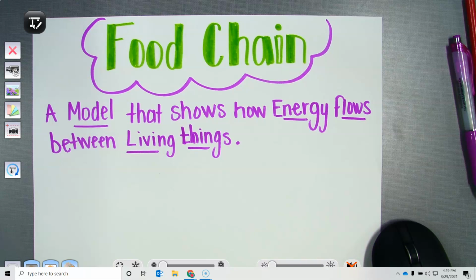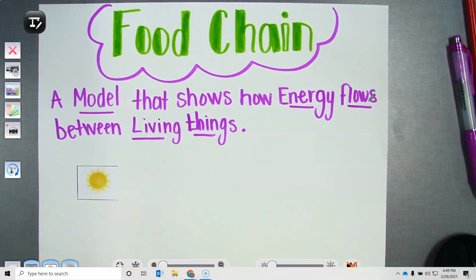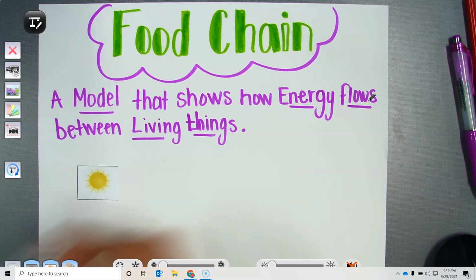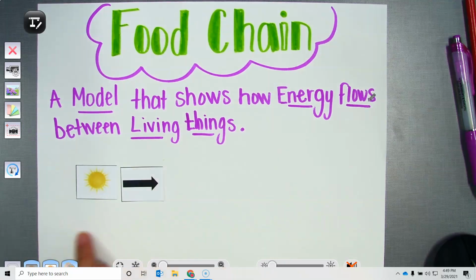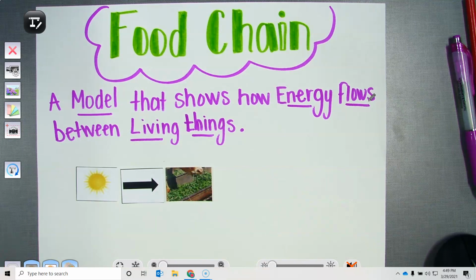So for example, the first thing that you have to have is the sun. So we always start with the sun. And the sun gives energy to the plants to help them grow. So my arrows are showing how the energy is flowing. And so for instance, the sun gives energy to the grass so the grass can grow.